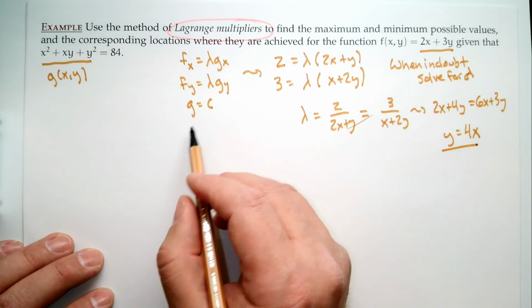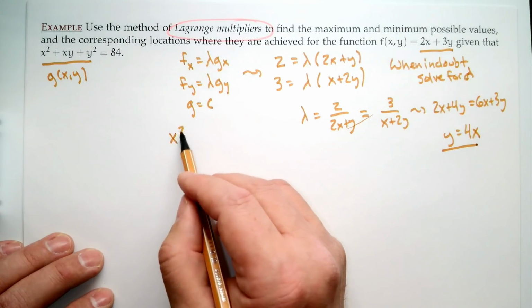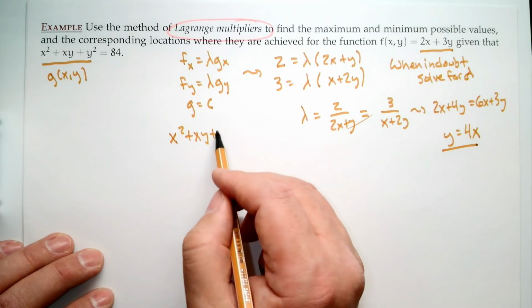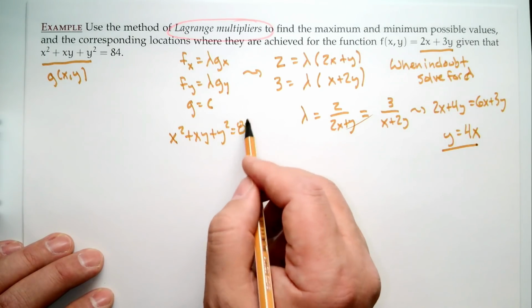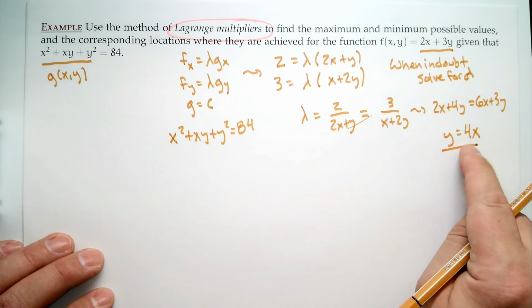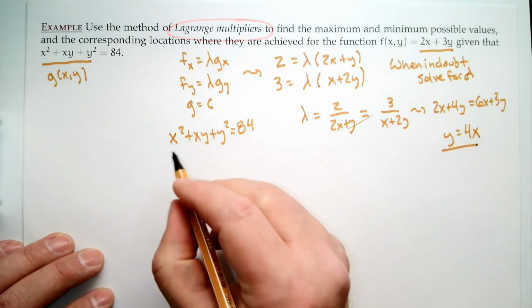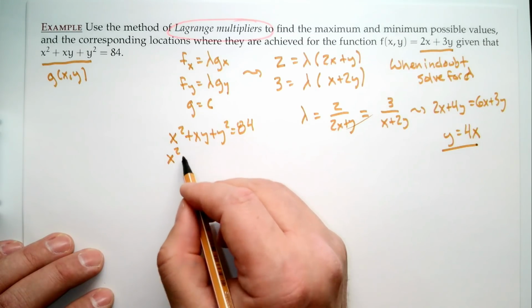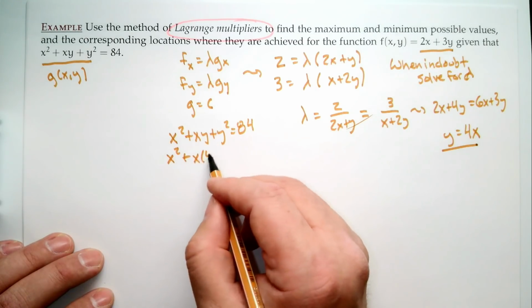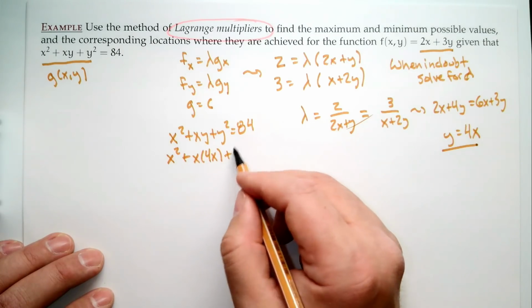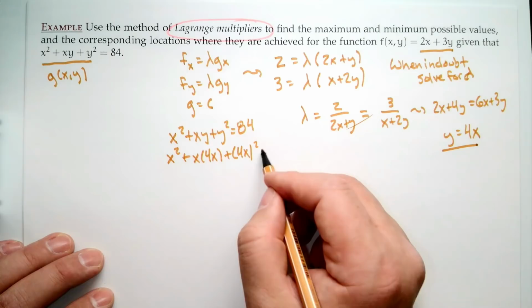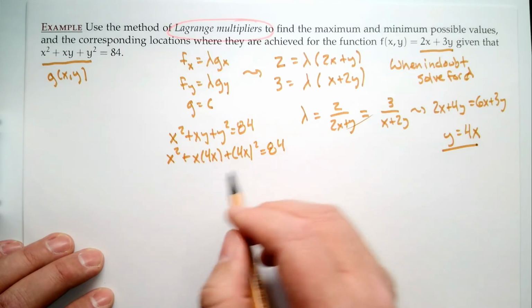Come back to your original constraint. So originally it was x squared plus xy plus y squared equals 84. Now we're going to substitute y equals 4x. So everywhere where I see a y, I'm going to put a 4x. So x squared plus x times 4x plus 4x quantity squared equals 84.